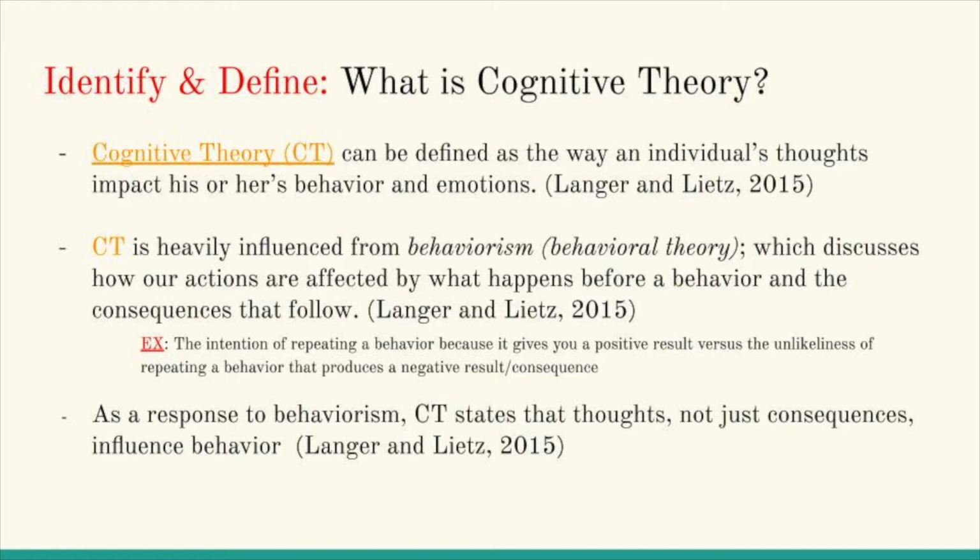Cognitive theory is heavily influenced from behaviorism, also known as behavioral theory, which discusses how our actions are affected by what happens before behavior and the consequences that follow. An example would be the intention of repeating a behavior because it gives you a positive result versus the unlikeliness of repeating a behavior that produces a negative result or consequence.